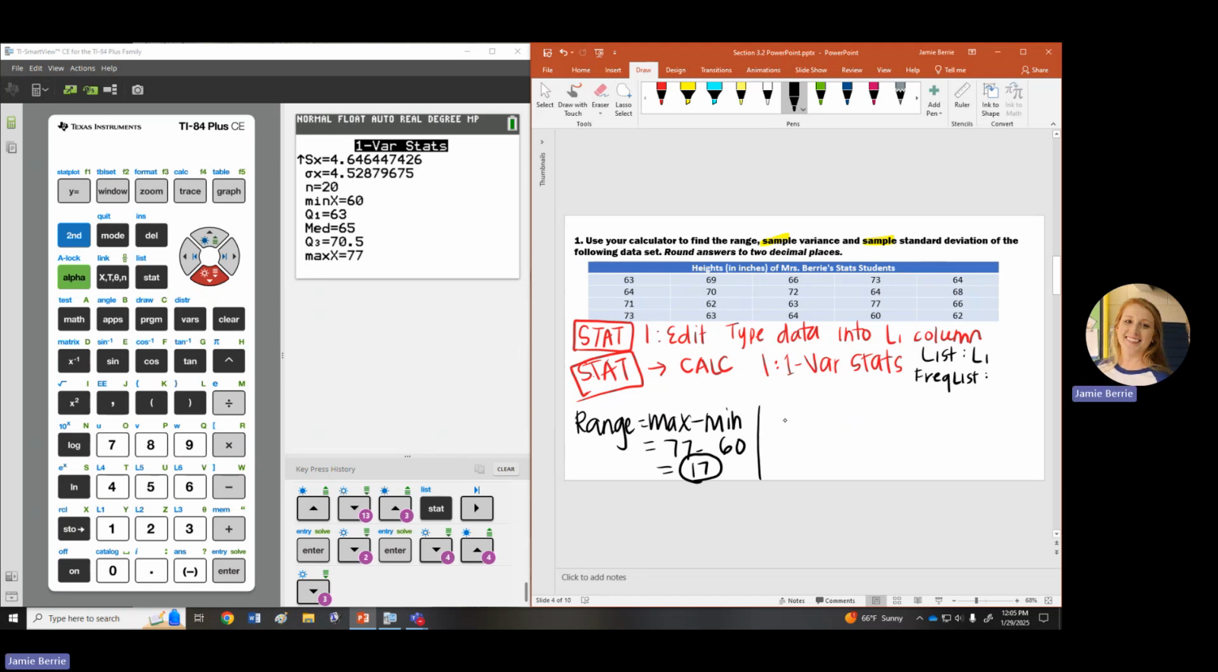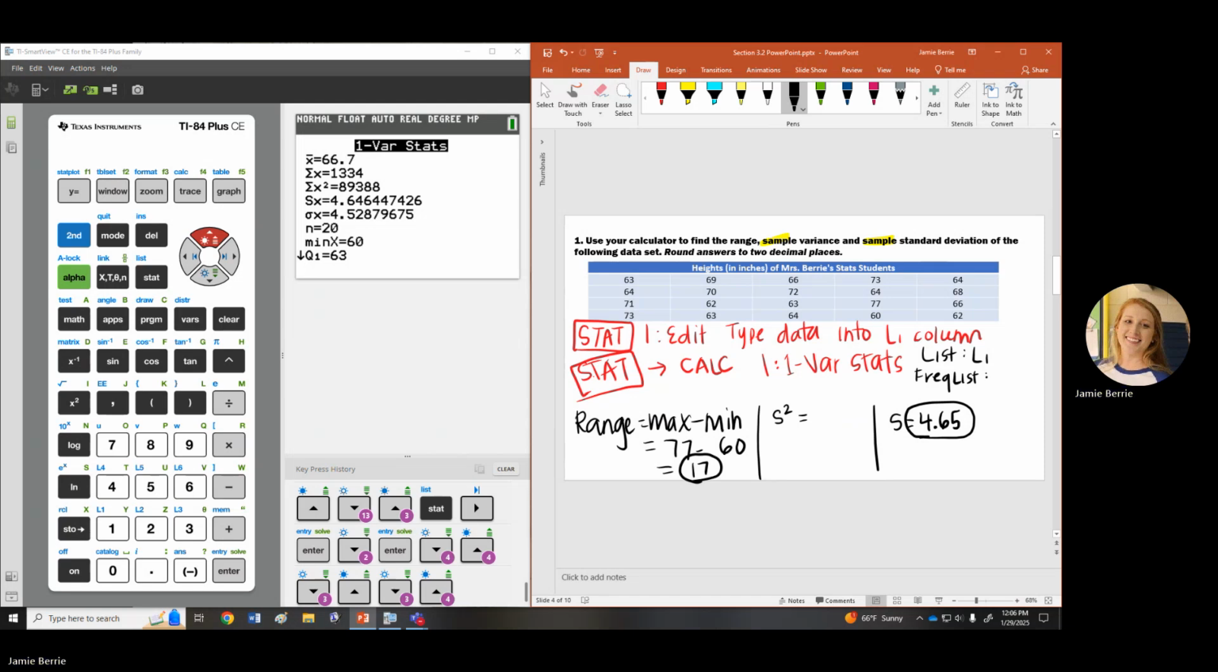Then the next thing we're supposed to calculate is the sample variance. Remember, that's S squared. Let's look through our output. We're at the very bottom, so I couldn't go any further. I can see Sx up at the top, so I'm going to scroll up a little bit. There we go. Sx, that is the standard deviation, S, to two decimal places. That would be 4.65. The standard deviation is in the same units as the original data set, so this would be inches. We would say that on average, a data point is about 4.65 inches away from the mean, whether it's taller or shorter than the mean.